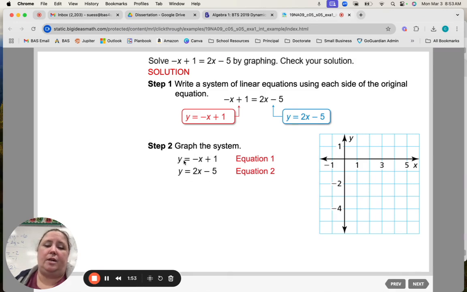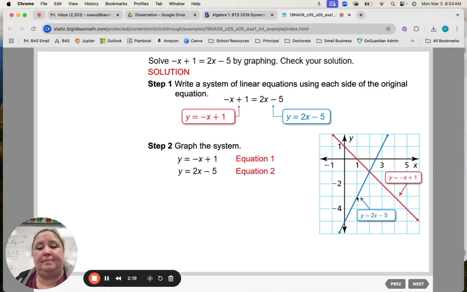So this first equation, where's my first coordinate? 1. So I go over 1 and put a dot. And then what's my slope? Down 1 over 1. So that's equation 1. My second equation, where is the y-intercept? -5. So I put a dot here at -5. And then what's my slope? Up 2 over 1. So it should go right through there.